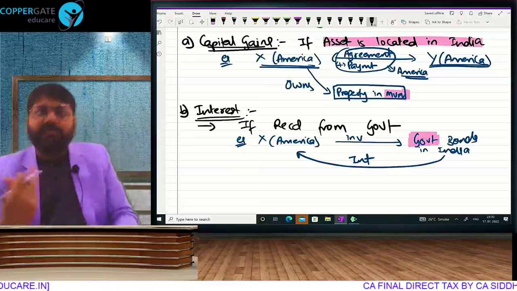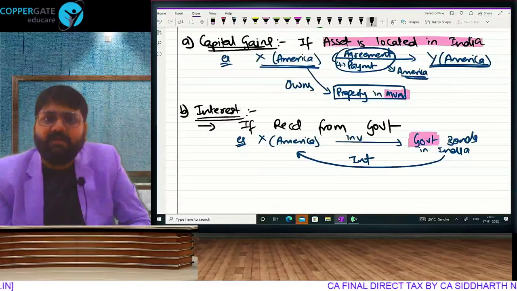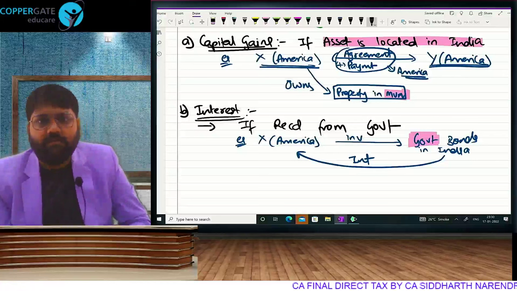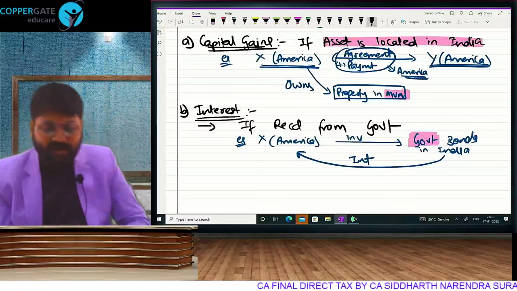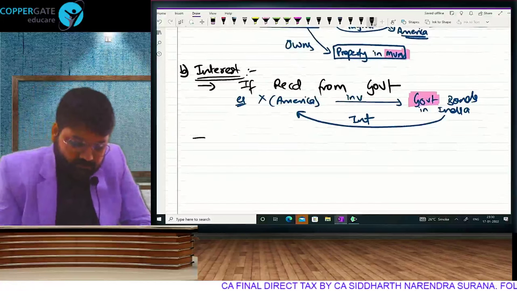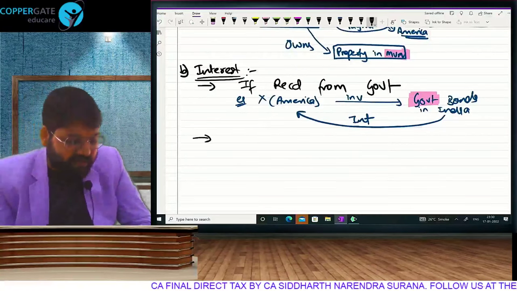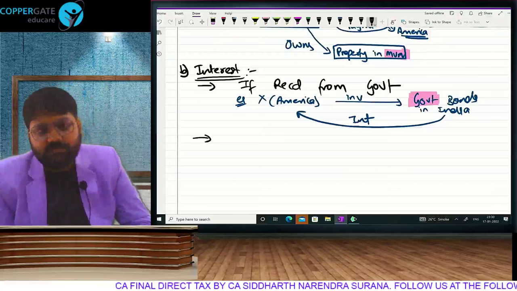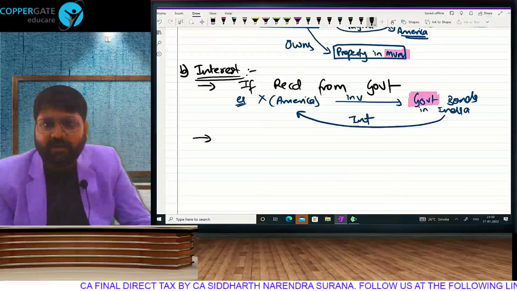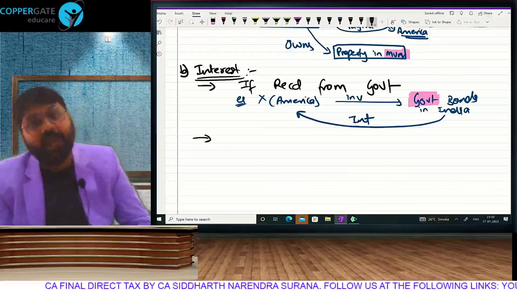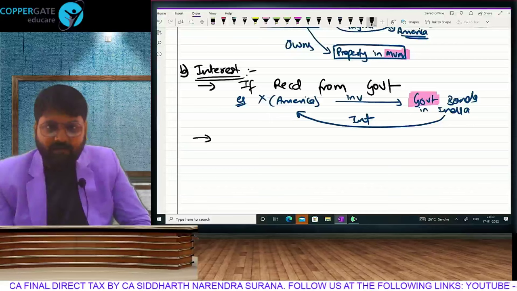In India. That means your interest is accruing and arising where? In India. That means it will be treated as Indian income or foreign income? Indian income. And that means this income will be taxable for whom? ROR, RNOR, non-resident? Everyone. Everyone. Are you following?